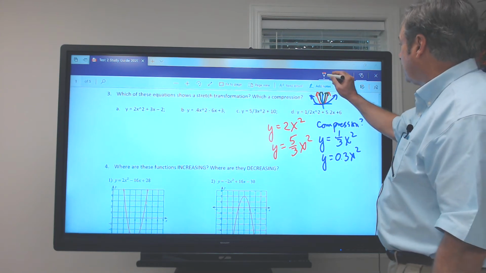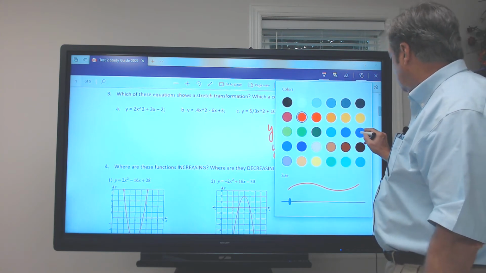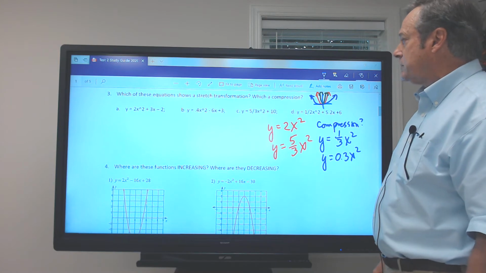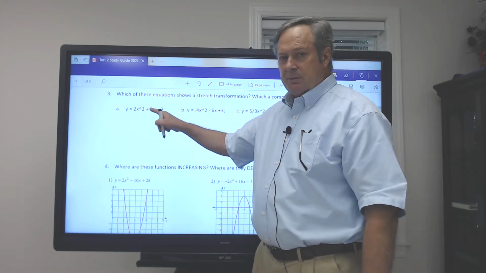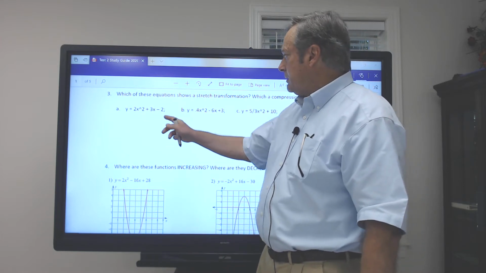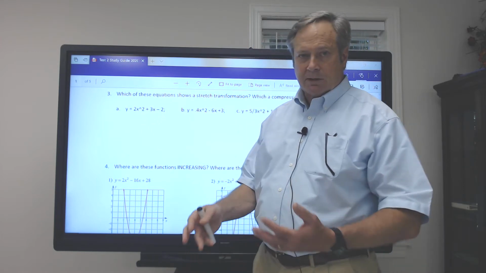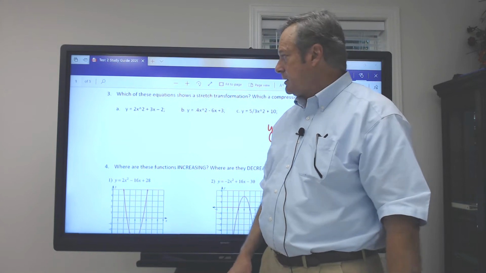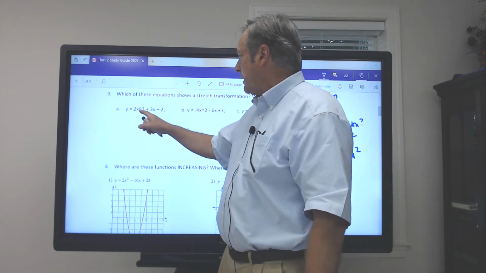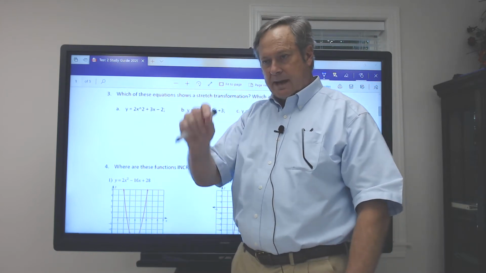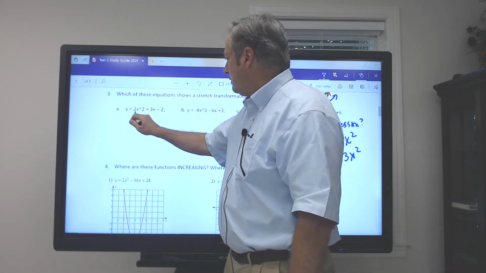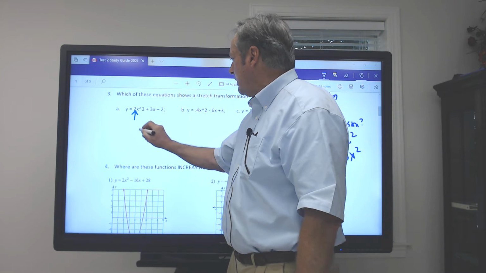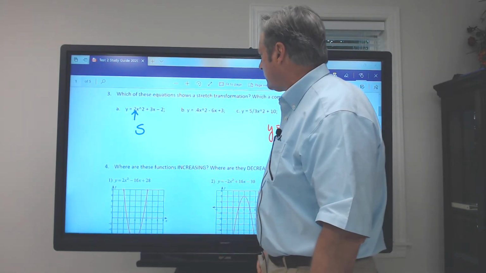So let's go back now to our questions. Which of these is a stretch? Well, this notation may be kind of weird to you, but this is the kind of notation you get when you're not using equation editor, when you're just using a regular keyboard. This means 2x squared. The little caret symbol means to the second power. So notice the leading coefficient is bigger than 1, so that's a stretch.